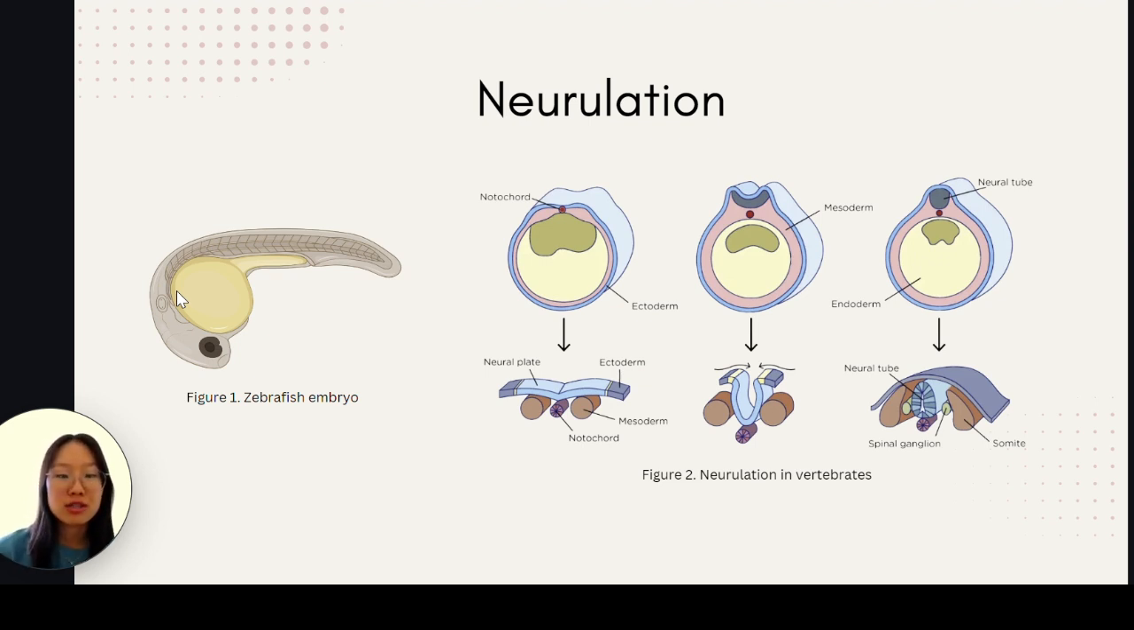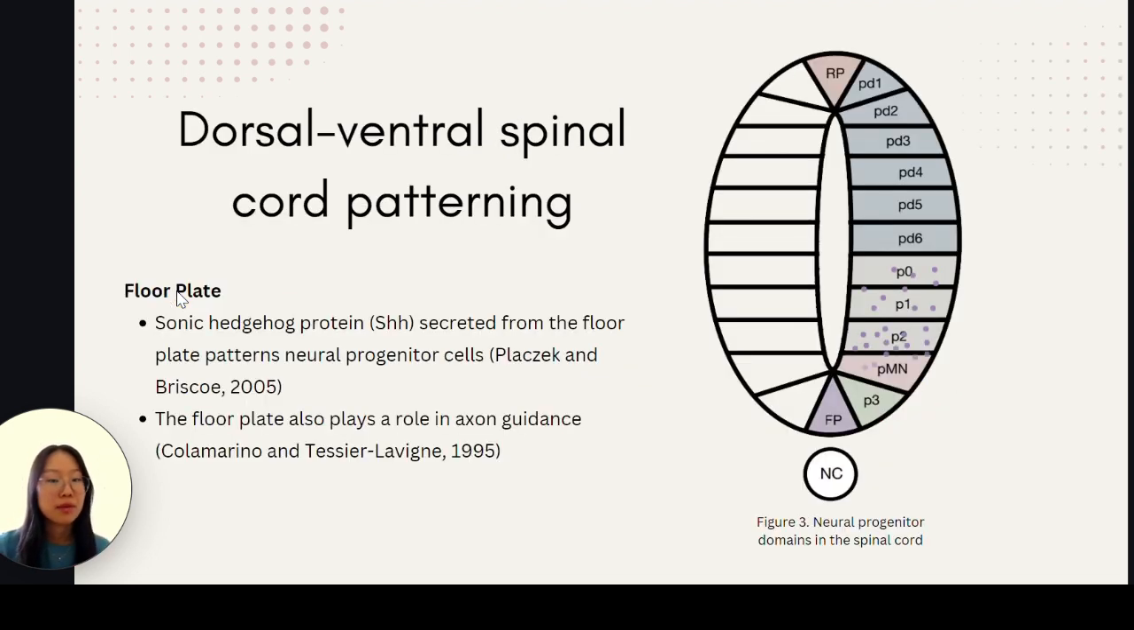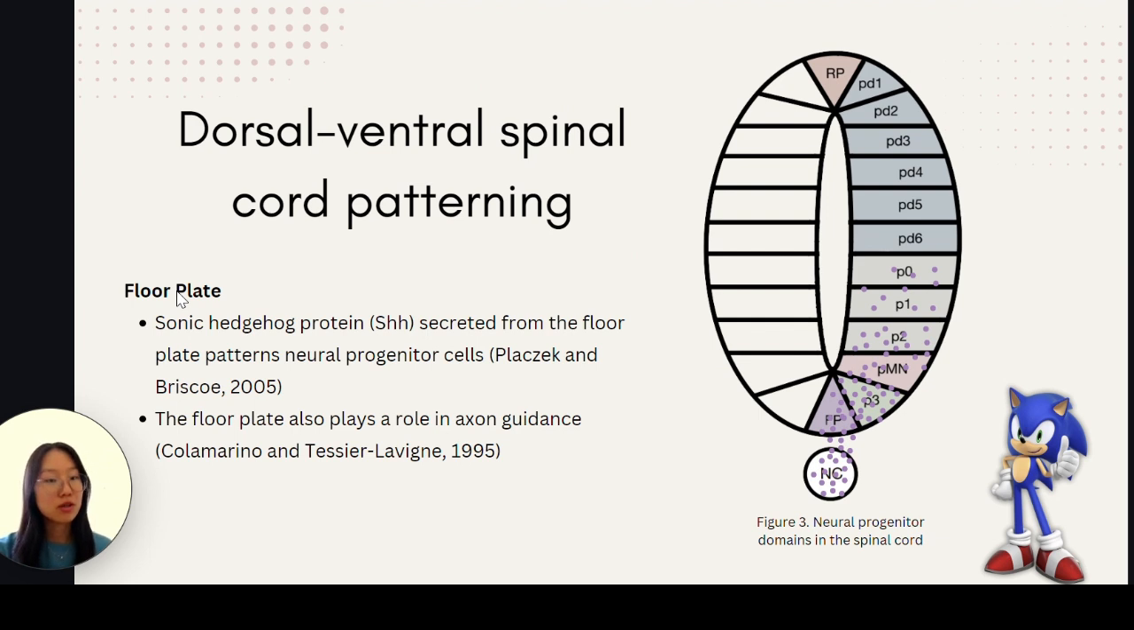During this time, there's a very critical process called neurulation, which is basically the formation of a neural tube, the little blue structure in the diagram to the right. This structure will eventually give rise to the spinal cord and the brain. In the neural tube, there's a process called dorsal-ventral spinal cord patterning happening. A structure at the very bottom called the floor plate, labeled FP on the diagram, is a primary area of interest for my research.